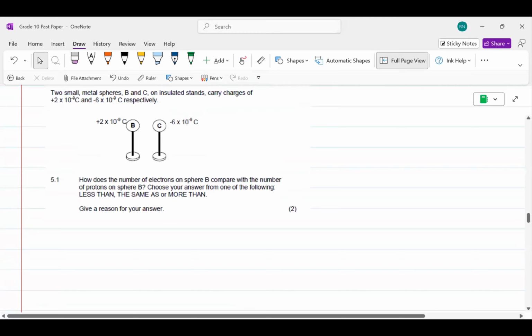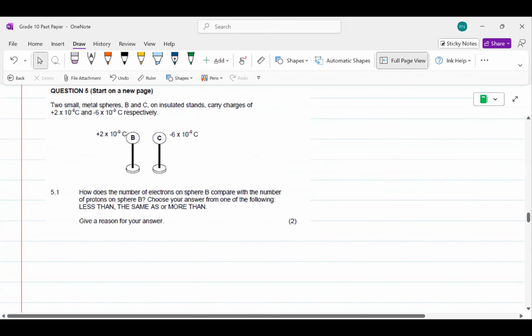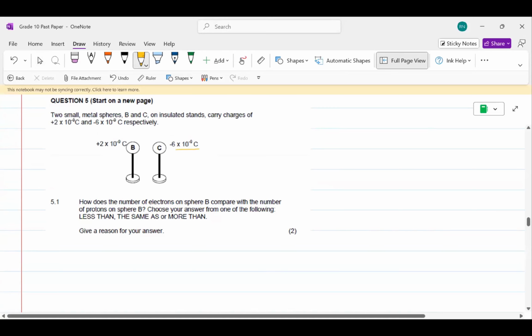Now we have electrostatics, which is also nice. So here I have 2 metal spheres. First of all, let's look at these charges. I have one that has a negative 6 times 10 to the power of minus 9 coulombs, and I have one that has a positive 2 times 10 to the power of minus 9 coulombs.